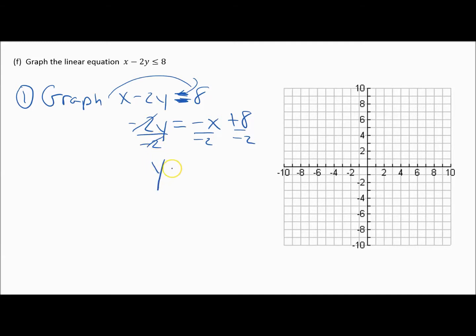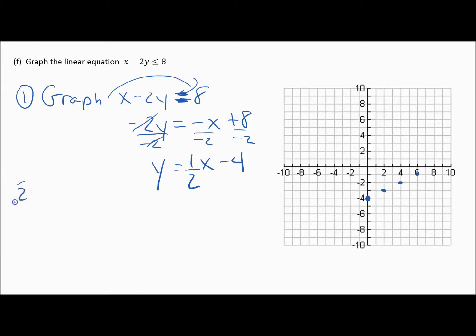So it gives me y is equal to, now these two negatives, you know they cancel, and there's really a 1 living in front of that x, so you might want to write it as 1/2 x, and then 8 divided by negative 2 is minus 4. So my y-intercept is negative 4. I make a mark there, and then I count up 1, right 2. So up 1, right 2, up 1, right 2, up 1, right 2. Okay? Going too fast, just slow down and look at it and make sure that makes sense.